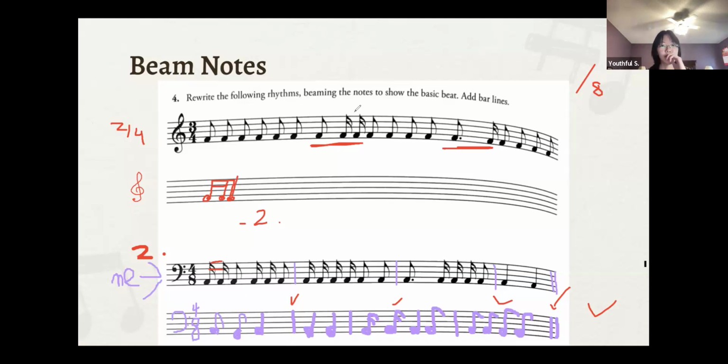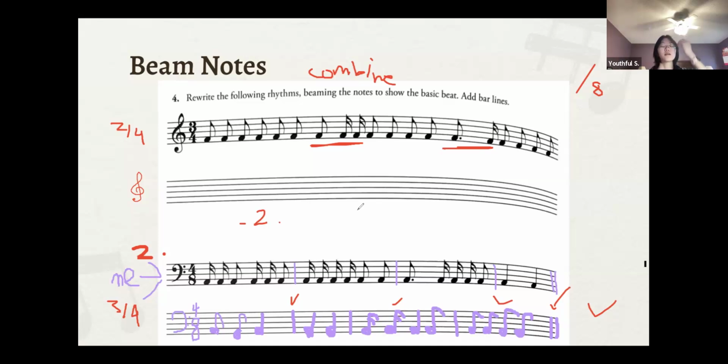So if it wanted you to combine the notes, then it would probably say combine. But since this one says beam the notes, all it wants you to do is just draw some lines across the top to show which ones you would combine. So since this one is 4, okay, I'll just write it on top of here. So I'll give you 3 out of 4 since 2 for rewriting and 1 for the bar line.